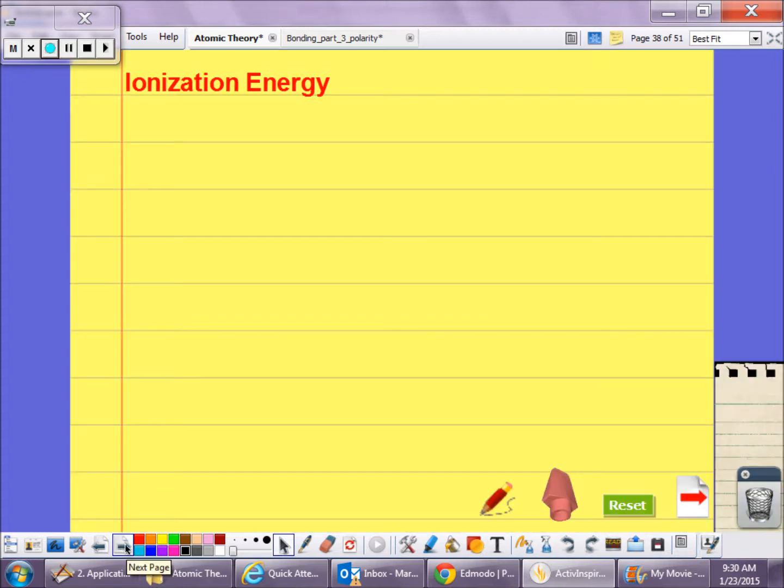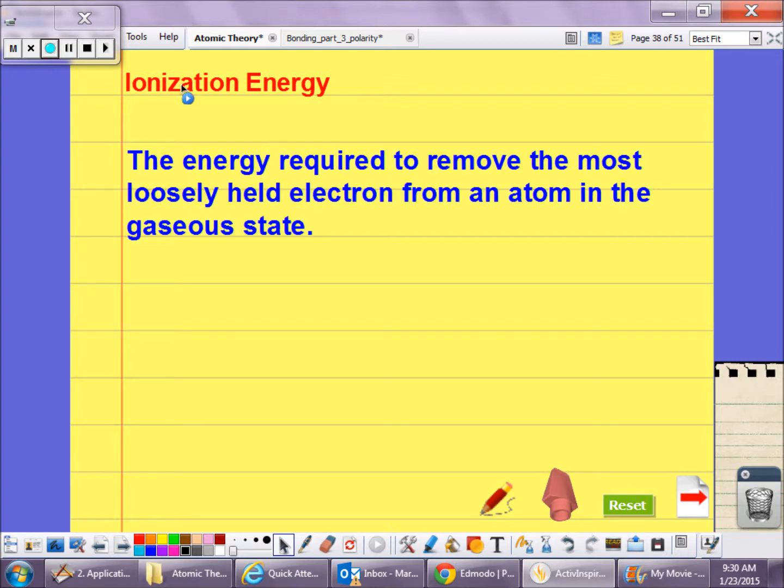Next, what is ionization energy? Review from last year: it is the energy required to remove the most loosely held electron from an atom in the gaseous state. If you don't put in the gaseous state, you may not get credit, because they want to compare all the elements in the same state. It wouldn't be fair to compare sodium as a solid, to see how much energy you can use to remove an electron, with fluorine as a gas. So you put all the elements in the same state, and then you compare the energy.